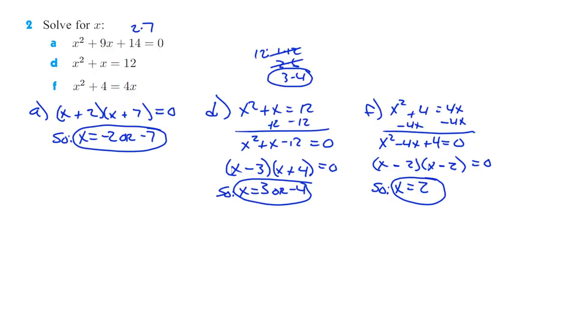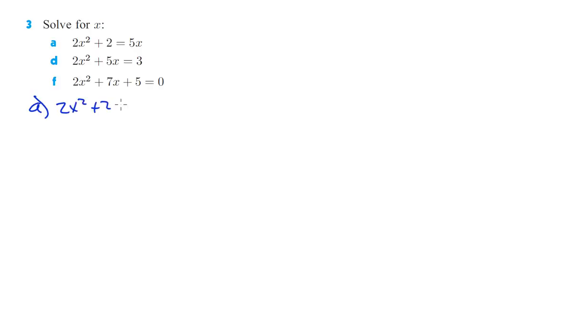Okay? Let's try the next problem, number 3, solve for x. So this is similar to what we were just doing. 2x squared plus 2 equals 5x. I'm going to move my 5x over. We get 2x squared minus 5x plus 2 equals 0. Can't factor anything out of those.